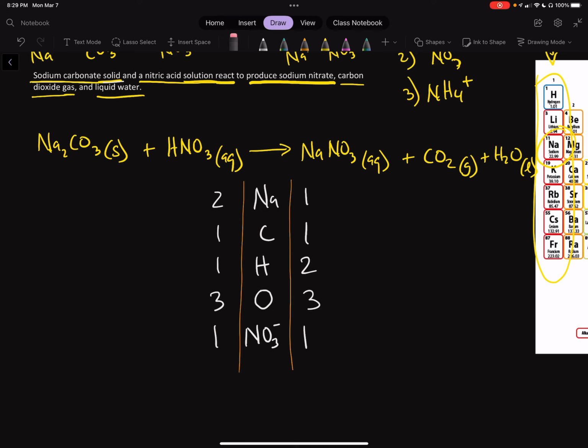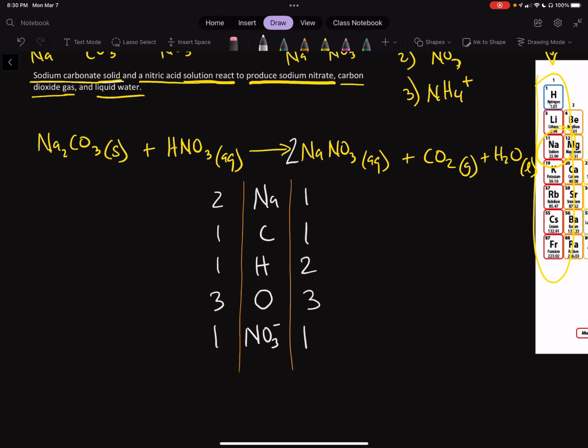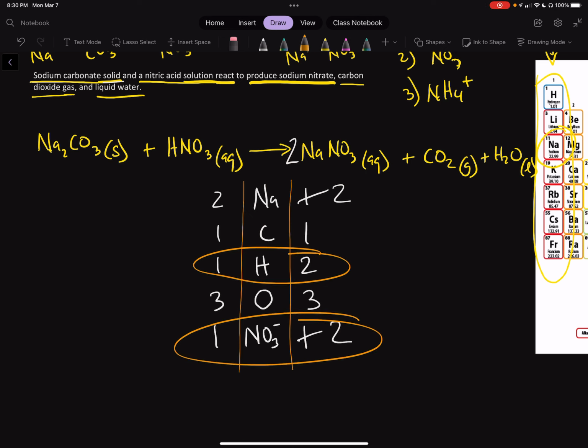So doing it this way, hopefully you can see that it's really just the sodium that is out of balance and the hydrogen's out of balance. So we could do the same thing. Let's put a 2 over here to fix the sodium. So that means this becomes a 2, and now my nitrate becomes 2. And now the things that are out of balance are the hydrogen and the nitrate, but then we could put a 2 right here to get the hydrogen and the nitrate in check.